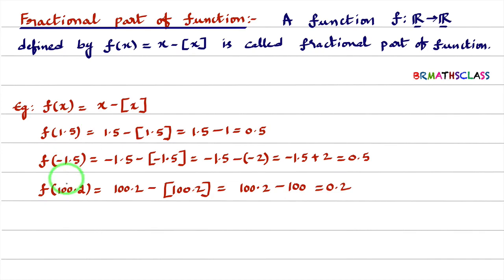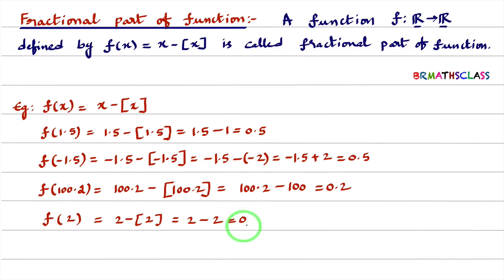Till now I have just taken fractions here: 1.5, minus 1.5, 100.2. If I take f of 2, we will see what happens. f of 2: in place of x you write 2. What will you get? 2 minus step 2. Step 2 value is 2, we know this from the previous class. 2 minus 2 is 0. You observe, we got the answer 0.